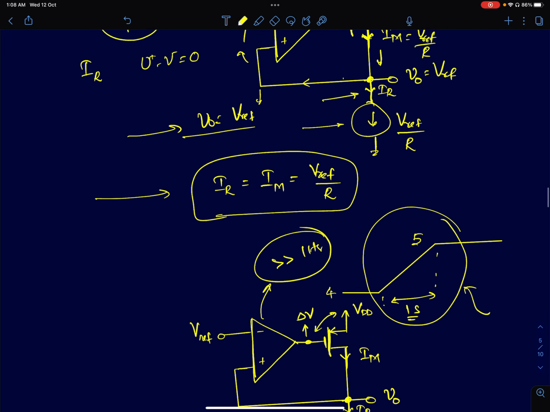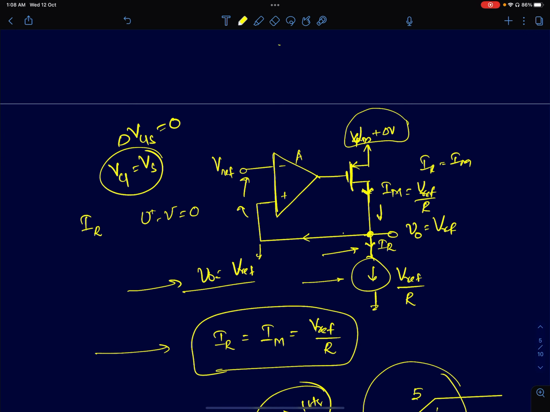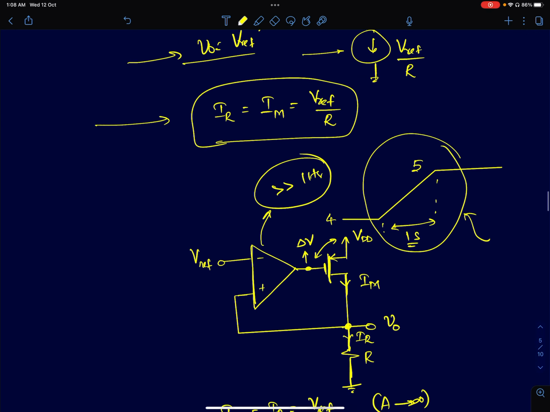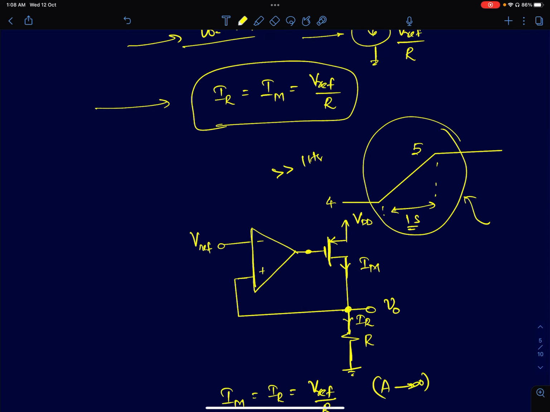So previously I just assumed delta V is like a DC change. I can analyze the circuit in a similar way and say that even though I'm changing the source slowly, the negative feedback will still enforce V0 to be exactly equal to Vref. So therefore, the current through the resistor will still be equal to Vref by R. And because the current through the resistor IR is exactly equal to IM, the MOSFET current will also be equal to Vref by R.